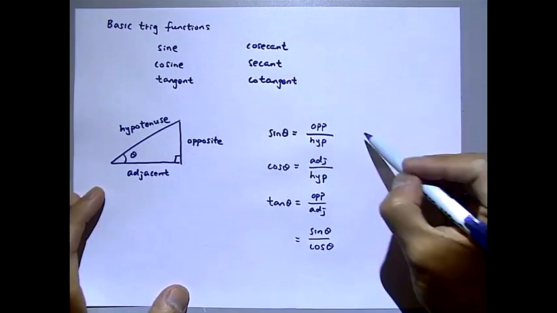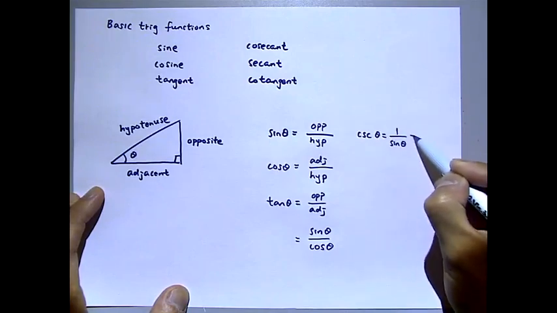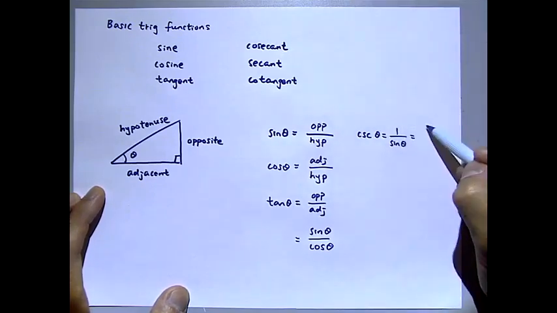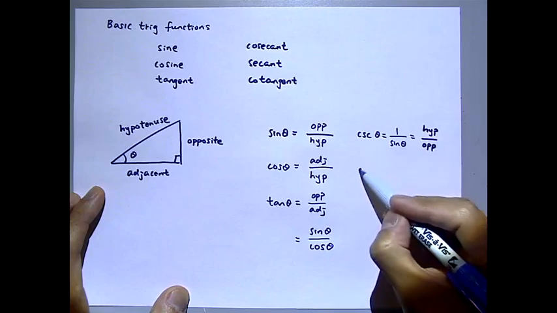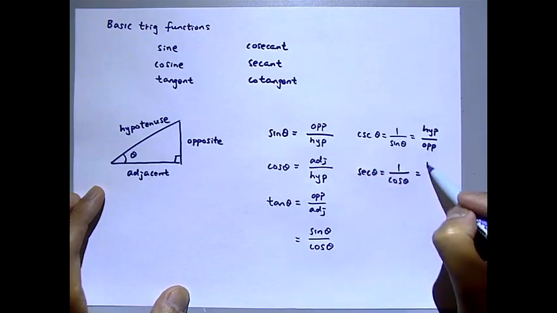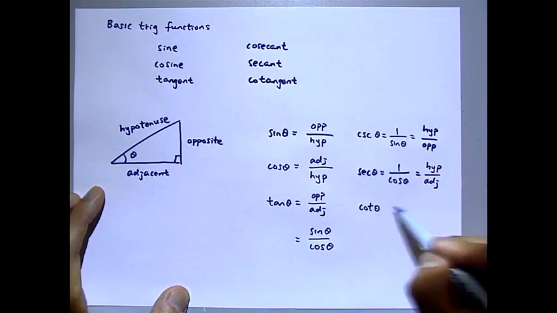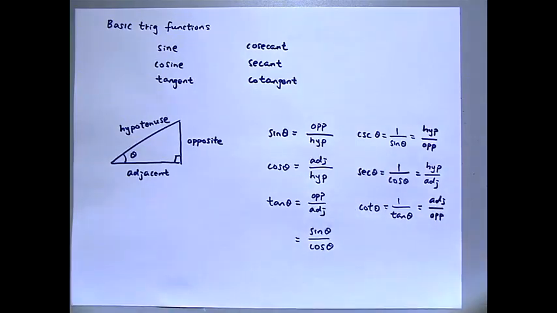A cosecant, CSC of theta, is 1 over sine of theta, which, by the way, is not the same as the inverse sine. Okay? So that would be hypotenuse over the opposite. Secant of theta is 1 over cosine. That thing upside down. Cotangent is 1 over tangent. That thing upside down. And it is also equal to cosine over sine, of course.